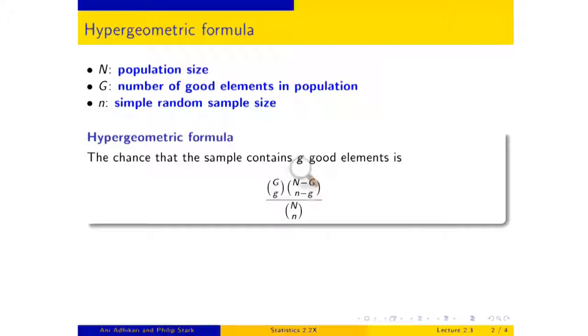If you want little g good elements, then the number of distinct samples which have little g good elements and the rest from the other group is number good in the population, choose number good that you want in the sample. Number not good in the population, choose number not good that you want in the sample, multiplied together, because for each choice of the g good elements you have these many choices of the non-good elements.